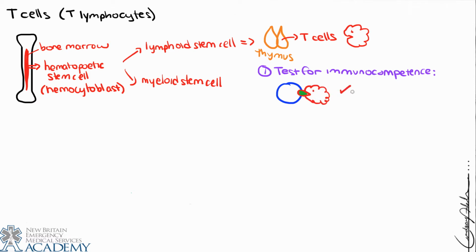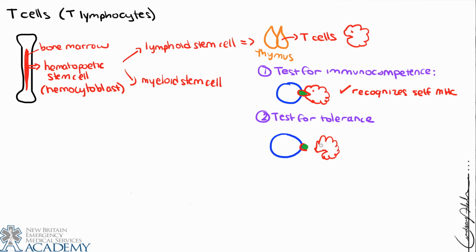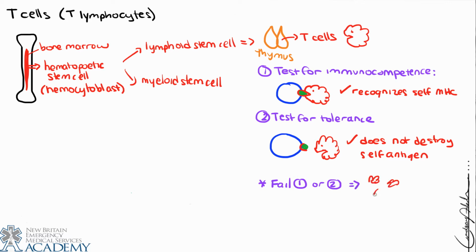So you have a body cell that's displaying an MHC with an antigen on it. And in this case, it's going to be a self-antigen. But what's really important is that this T cell is able to recognize the MHC as something that belongs to itself. So if it recognizes the MHC, then it can move on and we can test for tolerance or self-tolerance. And in this case, we want to make sure that the T cell is not going to destroy the self-antigen. So it needs to recognize it as a self-antigen. And then in those cases, what normally would occur in the body is that it would just float on by. So if the T cell fails either of the two tests, then it will be destroyed.